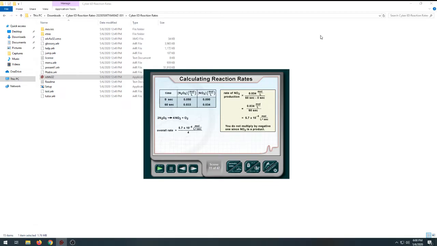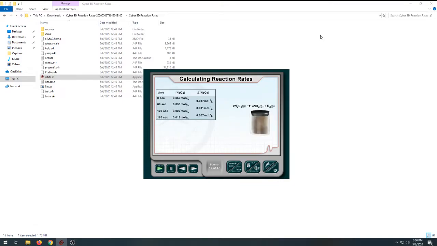Dividing 5.7 times 10 to the negative fourth moles per liter second by the coefficient of nitrogen dioxide, which is 4, yields an overall reaction rate of 1.4 times 10 to the negative fourth moles per liter second. This is the same value obtained earlier when the rate of decomposition of dinitrogen pentoxide was normalized, which is the reason for normalizing the reaction.